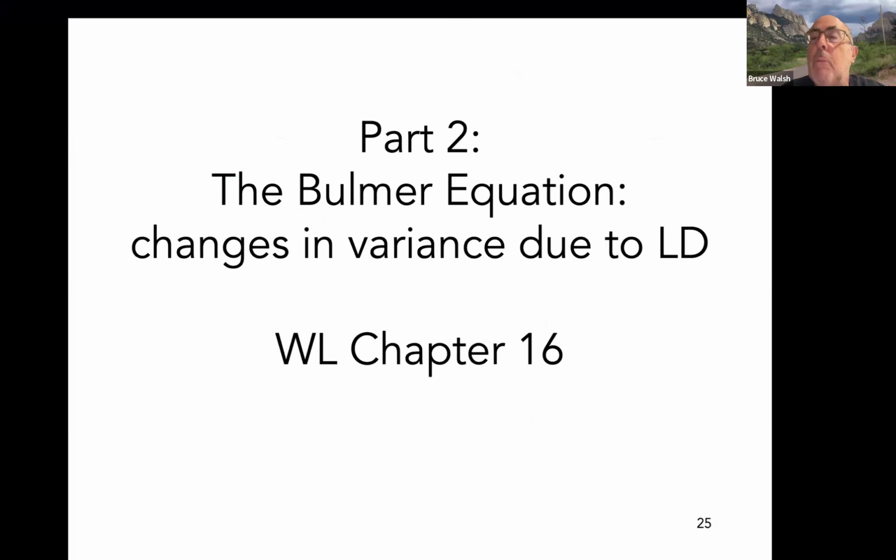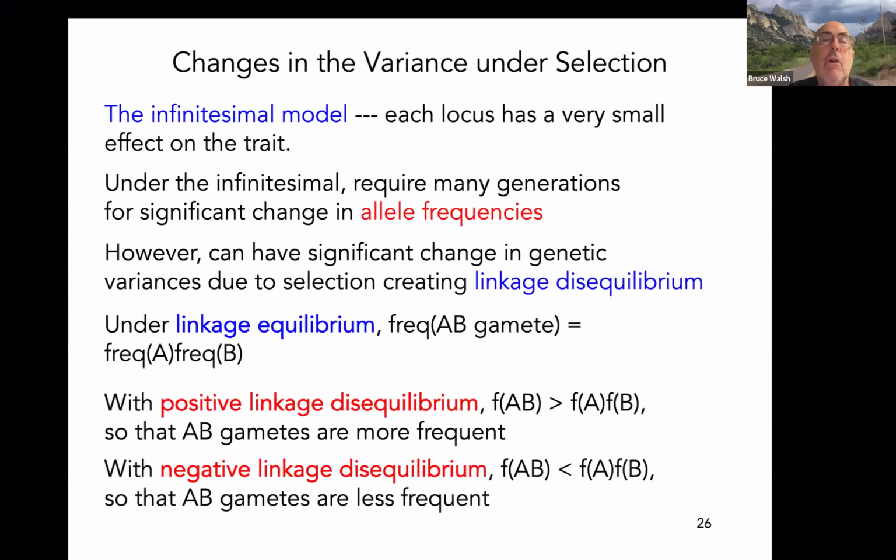This is something called the Bulmer effect, and this is for predicting changes in the variance. To do that, we need to talk a little bit of technical stuff. Don't worry too much about it. If you're really into this, the 2018 book has like 200 pages on this.